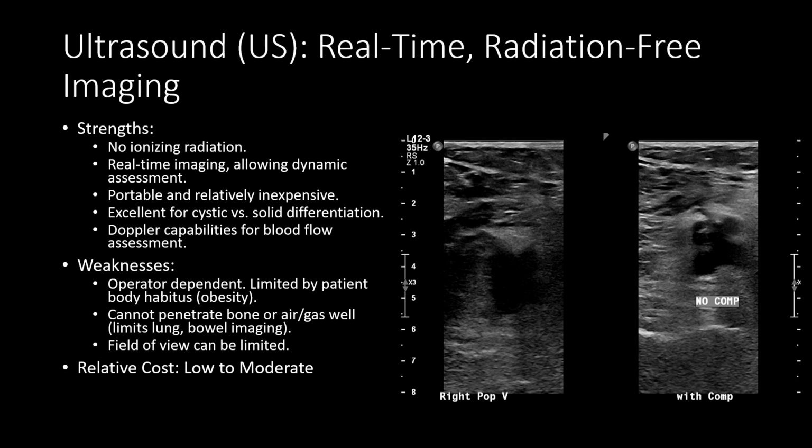One of the big weaknesses is that it is operator dependent, and it's limited by patient body habitus. So the larger the patient, the lower quality the ultrasound will be. Ultrasound cannot penetrate bone or air, and so that does limit our ability to assess bones and joints, the lung, or the bowel. And often the field of view is relatively limited. In terms of its cost, it's sort of a low to moderate cost, more expensive than X-ray, but cheaper than CT.